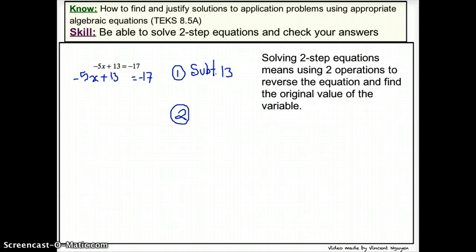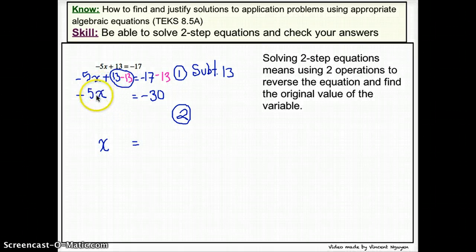And remember, if I'm going to add or subtract 13 on this side of the equation, I need to remember to do the same thing on the other side. All right, now I'm going to simplify this equation. After simplifying, I end up with negative 5x on this side, because 13 minus 13 turned out to be 0, and that's what we want, equals negative 30, because negative 17 and negative 13 makes negative 30. Now, remember, our goal is to get x by itself.